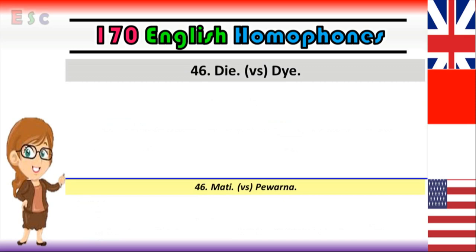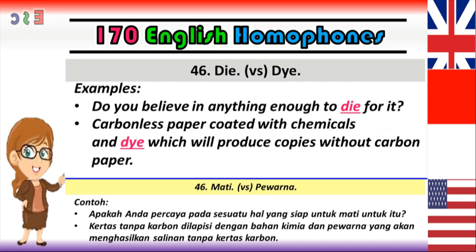46. Die versus dye. Examples: do you believe in anything enough to die for it? Carbon is paper coated with chemicals and dye which will produce copies without carbon paper.